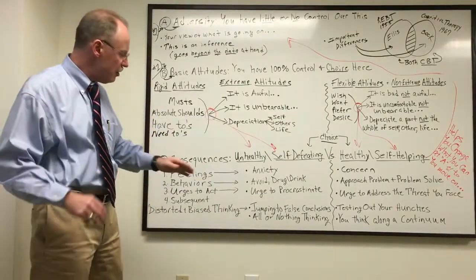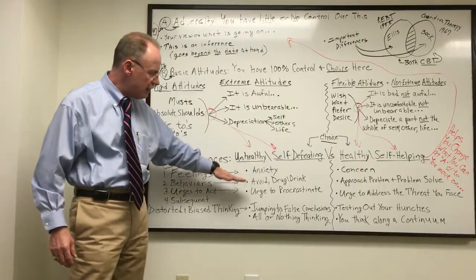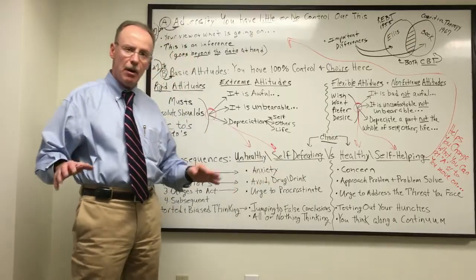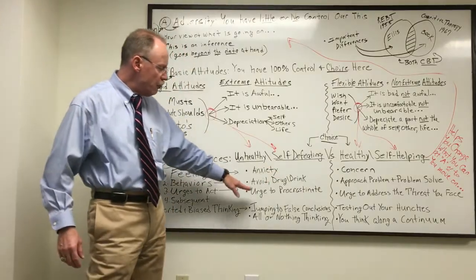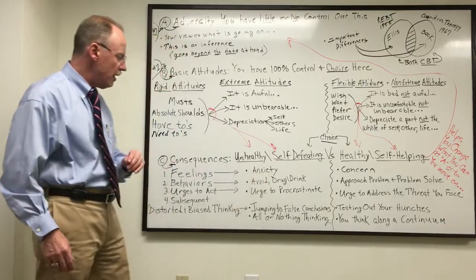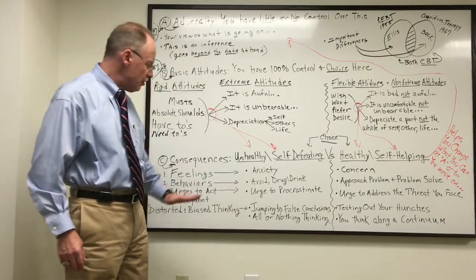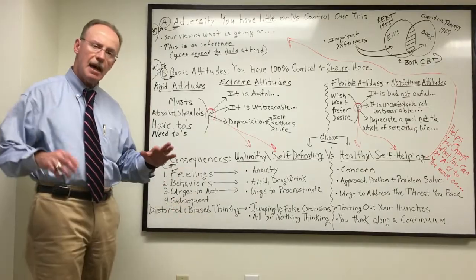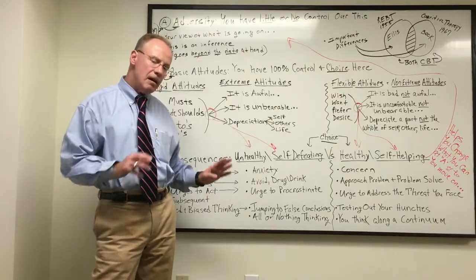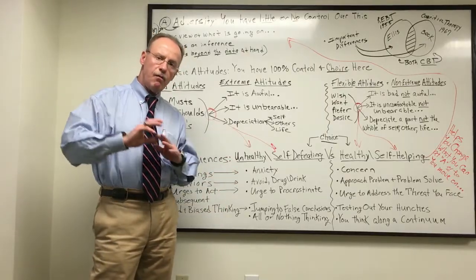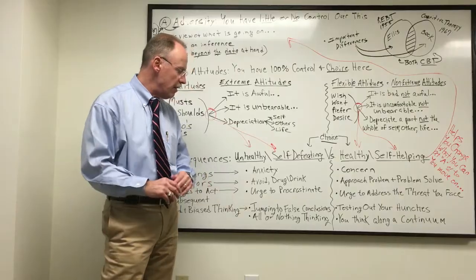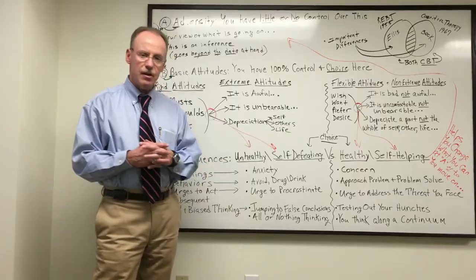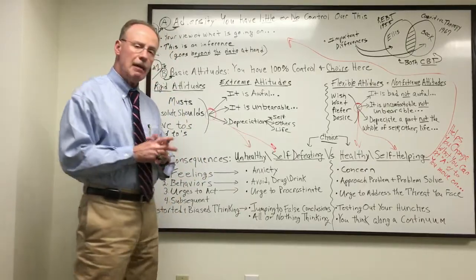And of course, when we're anxious, we also have behaviors that go along with the anxiety. We may avoid, we may use drugs or alcohol to keep us calm. We may have urges to procrastinate. That's kind of like avoidance. And then once we're anxious, we may even have subsequent distorted and biased thinking, meaning that once we're anxious, thoughts that go forward in time may very well be distorted, and we may jump to conclusions, or we may engage in all or nothing thinking. Now, our language biases us.